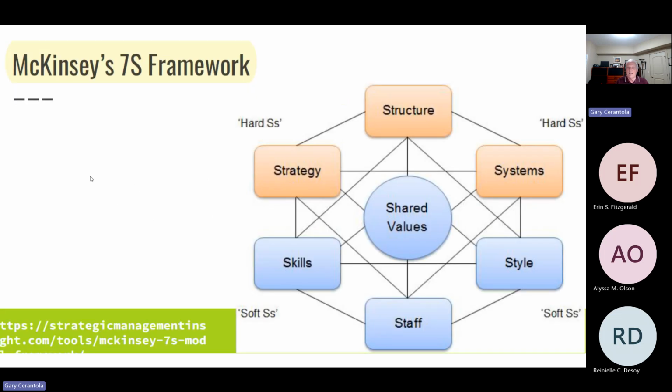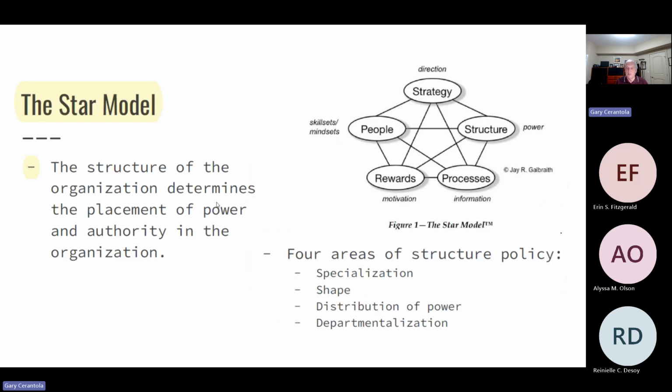Okay, McKinsey 7S framework. This is probably one of the better frameworks I ever used personally in terms of understanding the efficiency and effectiveness of the inside of an organization. If you take a look at the hard S's, this is the structure itself, the strategy that's being imposed, the systems that are going on. The shared values is the culture, the core values, the skills, and the style of management and the staff. So this would be a good model to take a look at and understand the STAR model. So its structure determines the organization, where the power is placed in terms of what's going on.